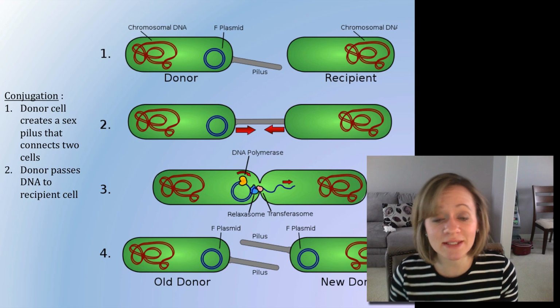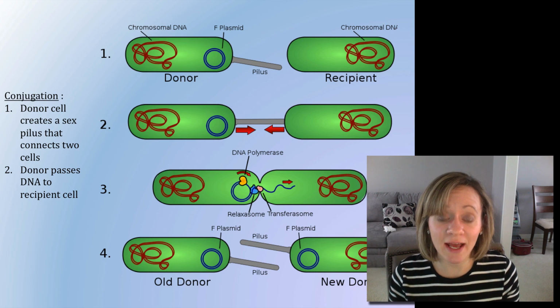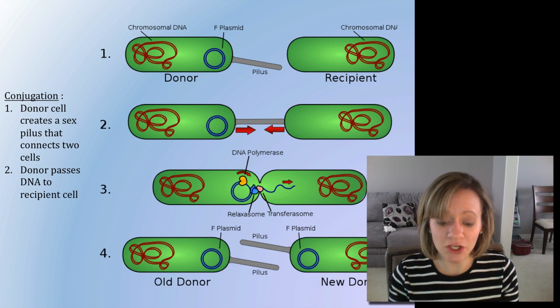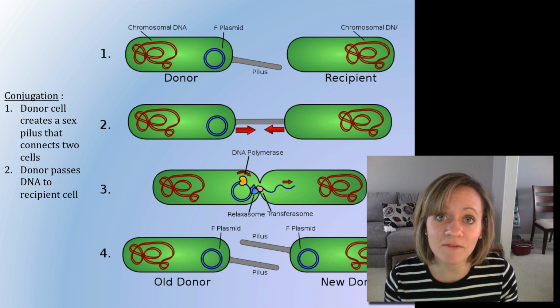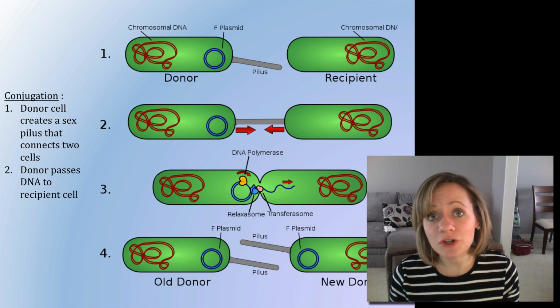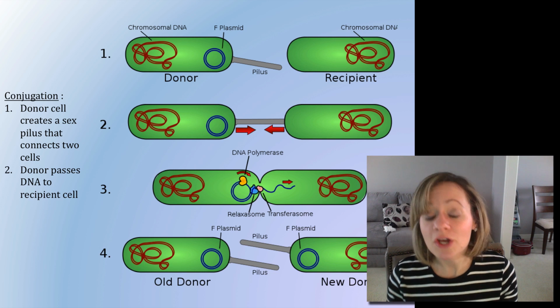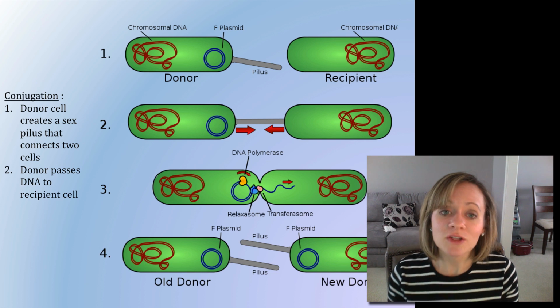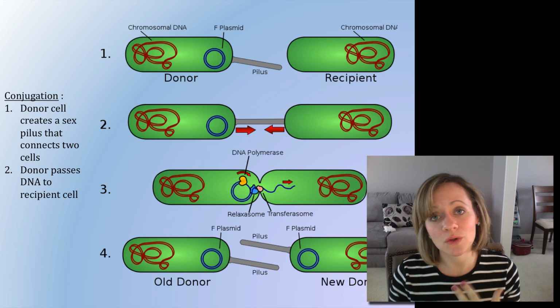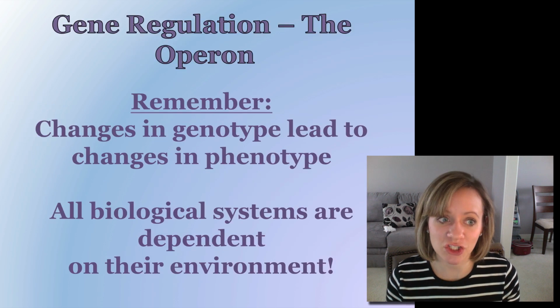So those are the three ways that bacterial cells can get new DNA: transformation, transduction, and conjugation, and that gives them variation because remember, they don't undergo meiosis. They undergo binary fission. They're asexually reproducing, so they're either going to do it through these three ways or they're going to get variation through mutation.